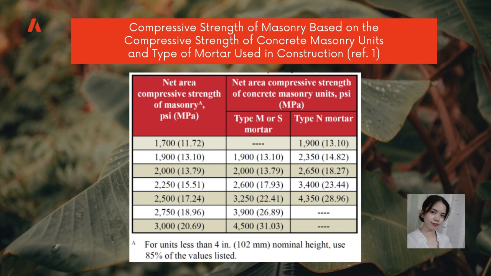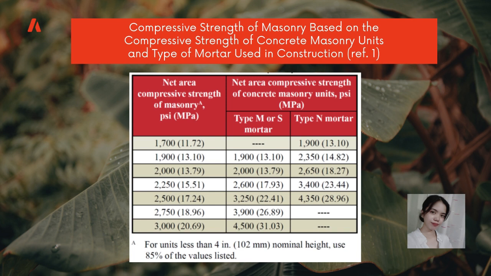If used with type N mortar, any C90 unit can be used for projects having specified compressive strength values up to 1350 psi or 9.3 megapascal. Conversely, if the concrete masonry units have compressive strengths of 2800 psi or 19.3 megapascal, then the maximum specified compressive strength used in design would be 2000 psi or 13.8 megapascal if type M or S mortar were used.